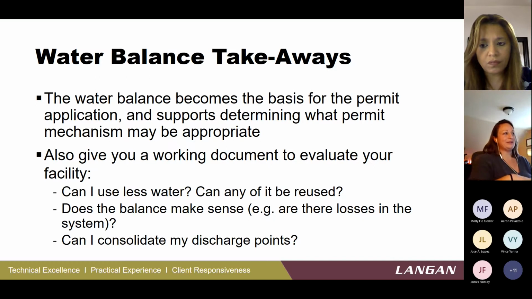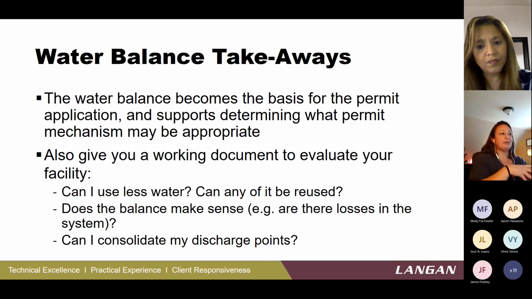So, water balance takeaways. The water balance becomes the basis for the permit application, and it really supports determining which permit mechanism is going to be appropriate. And it gives you a working document to evaluate your facility. Can I use less water? Can I reuse water somewhere?